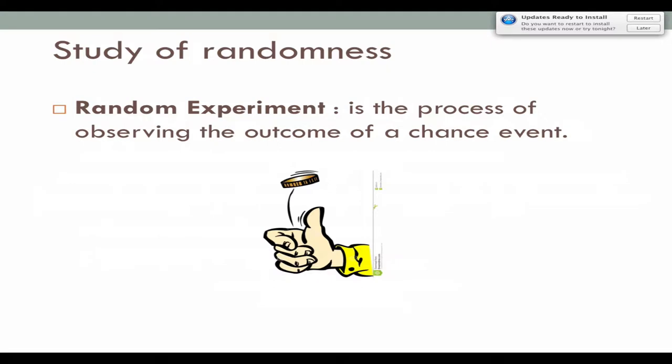In order to study the randomness, we need to first introduce the random experiment. A random experiment is the process of observing the outcome of a chance event, such as when we toss a coin. There are two possible outcomes, either head or tail. So to observe this kind of experiment, we could have two possibilities.